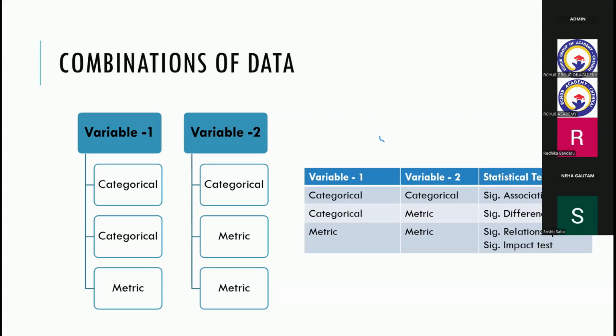If both the data are metric in nature, then at that point of time, we'll be doing a significant relationship test or impact test.